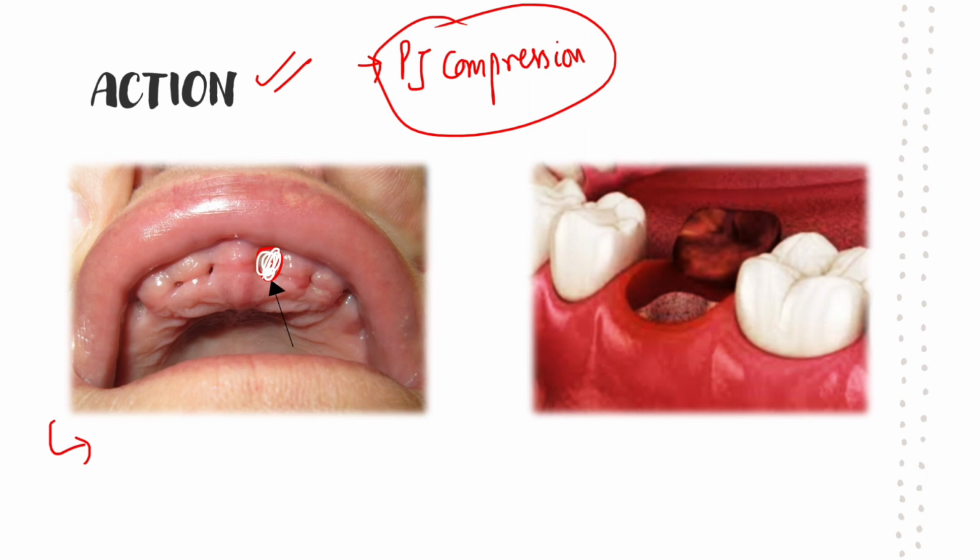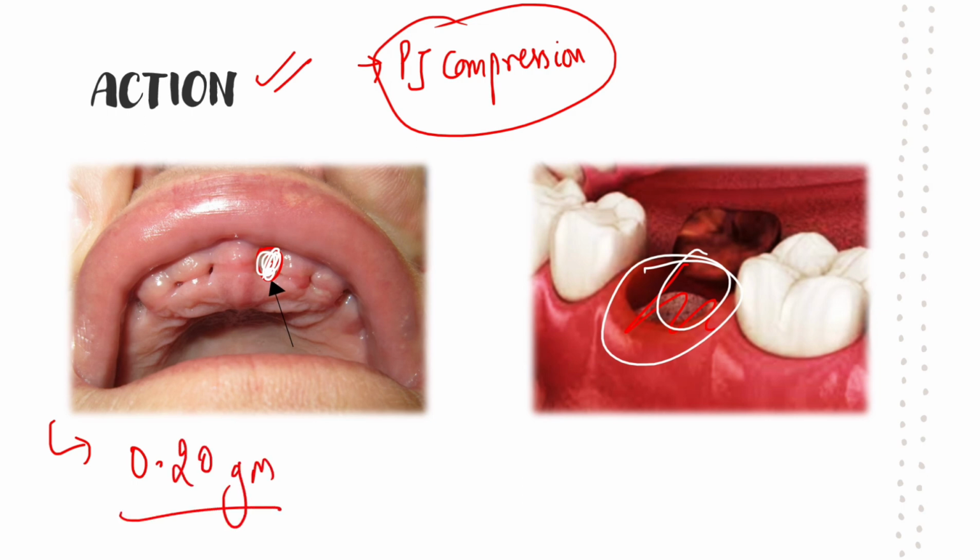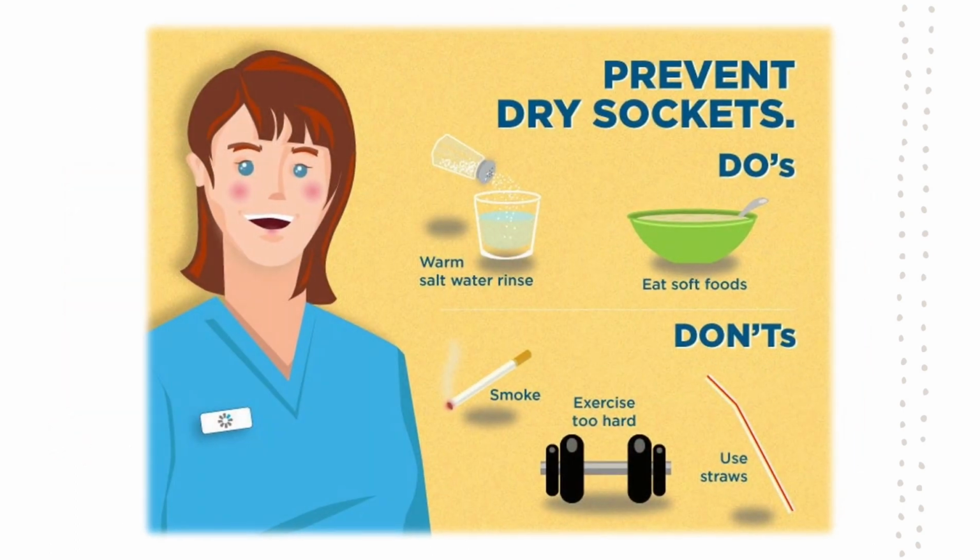Before inserting the paste, the socket must be re-examined and the inside of the socket must be thoroughly curetted to remove all the debris. A small pellet of about 0.20 gram of paste is taken and placed gently into the prepared dental socket. After this, the patient should be instructed not to wash their mouth vigorously within the 24 hours following the avulsion.